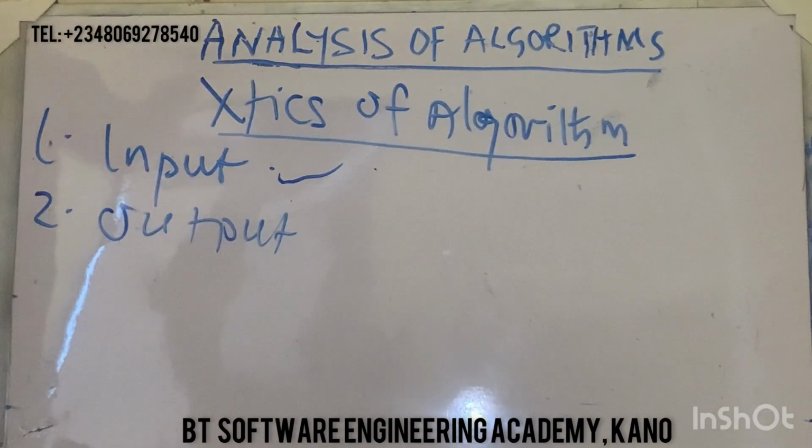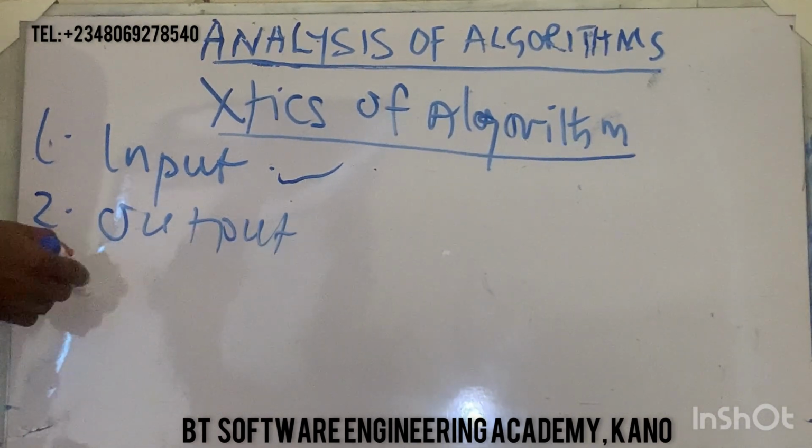At the end of every algorithm, we must have output. If not, this is not an algorithm, because in the definition I stated that an algorithm is a step-by-step procedure or process of solving a problem.